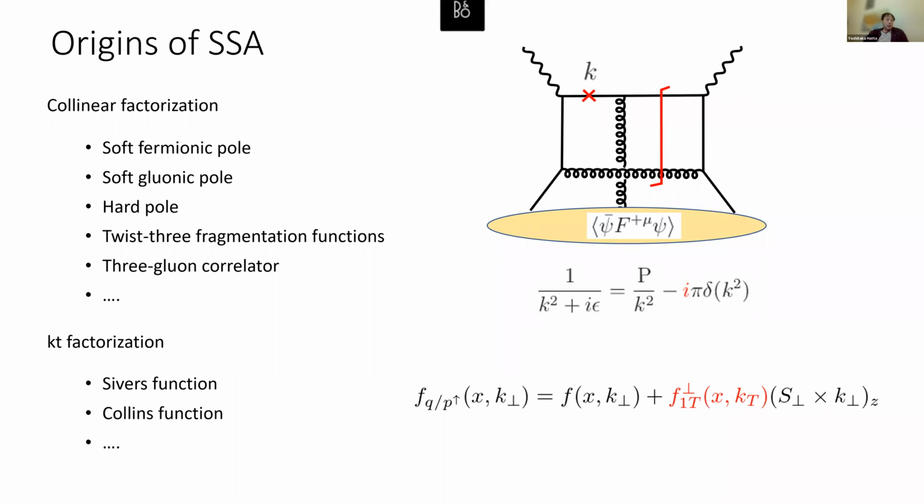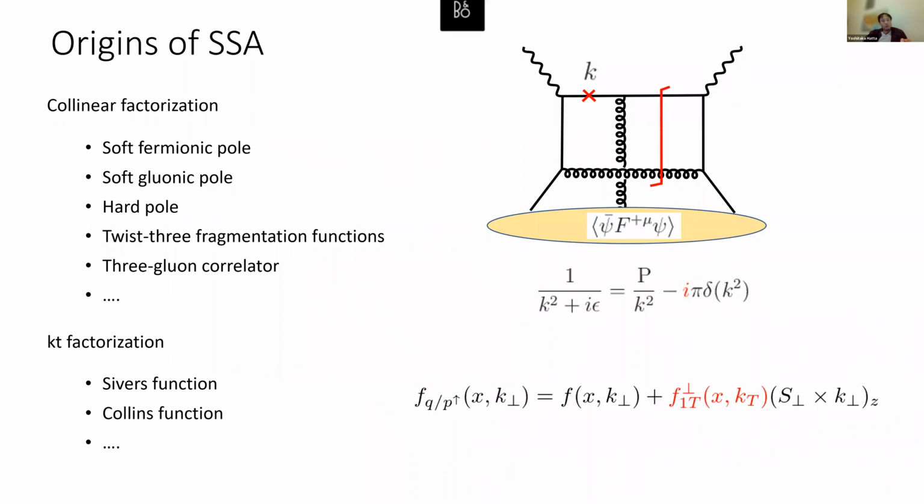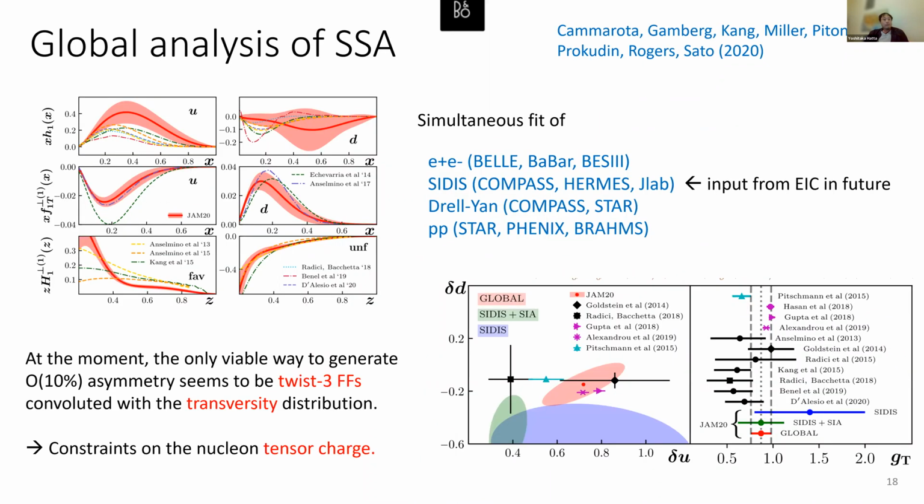And so now the question is that because there are so many different origins, which one is most important. In order to answer that, you have to do the global analysis. And this is the most advanced group. It's a paper from 2 years ago, where they did a simultaneous fit of many different experimental data, assuming soft gluonic pole and twist-3 fragmentation functions. And they obtained successful fits of all these experimental data.